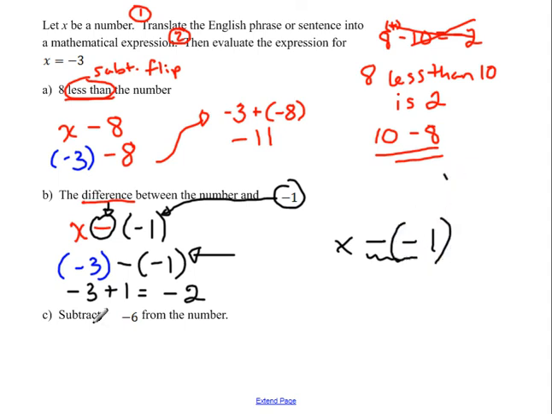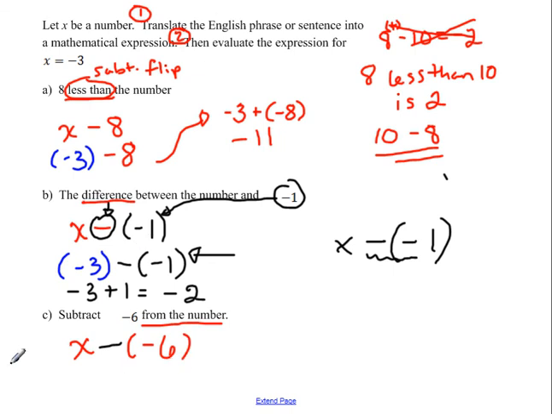Okay. Our last one, subtract -6 from the number. So this is another situation where I'm going to have the number x, and from that number I'm going to subtract -6. So I've got the number, and from that I'm going to subtract. Here's my subtract. And what am I subtracting? I'm subtracting -6. Another situation where I need both of those negatives hanging in there.